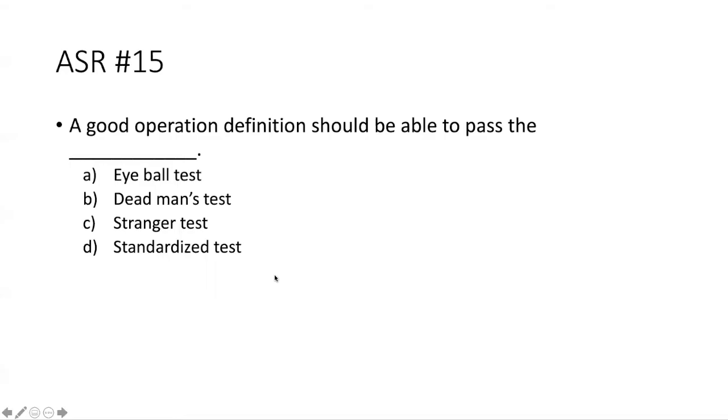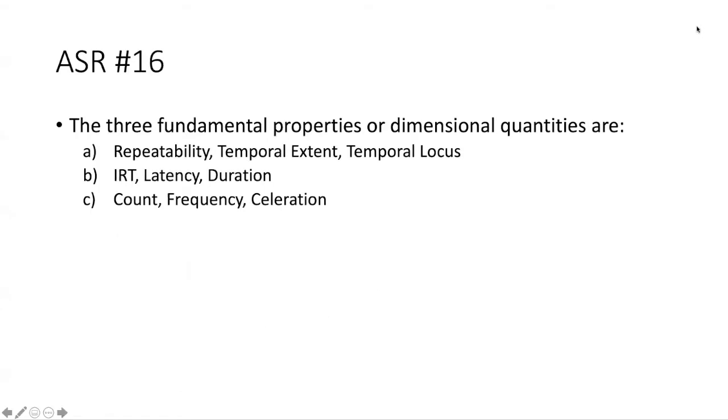ASR number 15. A good operational definition should be able to pass the what? Eyeball test, dead man's test, stranger test, or standardized test. And the correct answer here is C, stranger test. ASR number 16. The three fundamental properties or dimensional quantities are A, repeatability, temporal extent, and temporal locus, B, IRT, latency, and duration, or C, count, frequency, and acceleration. And the correct answer here is A.